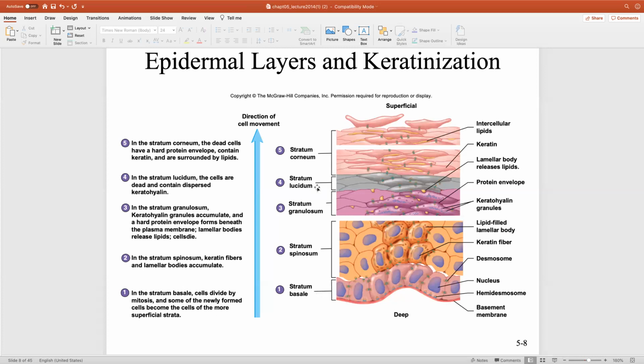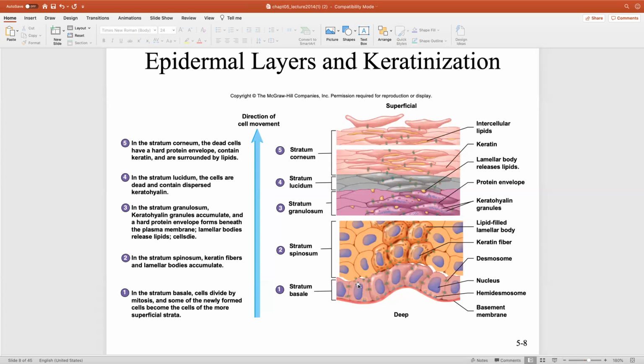So what happens, right? You get a cut and all these layers have been cut away, leaving only this bottom layer of the stratum basale. Well, the stratum basale then undergoes mitosis. As it undergoes mitosis, it forms two cells. One of those cells stays a stem cell, right? It stays attached to the basement membrane. The other one gets pushed up and turns into the cells of the stratum spinosum, right?